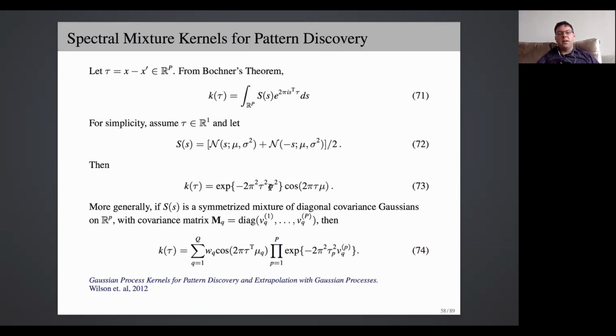And we can then just estimate parameters in this basis, the sigmas, the variances of the Gaussians in the spectral space, and the mus, the means of the Gaussians in the spectral space, to do that kernel learning. And we can use our marginal likelihood as our objective, for instance, to learn those types of parameters. And so this is called a spectral mixture kernel.